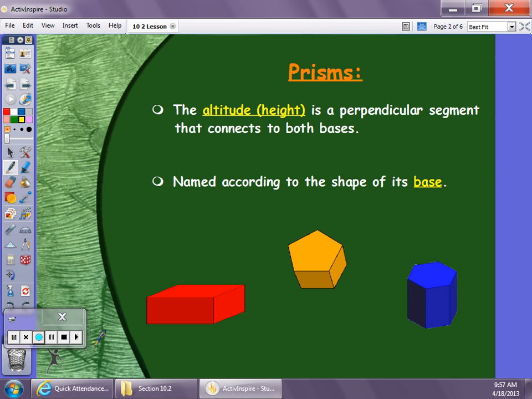Let's review the definition of the altitude. So the altitude, which is the height, is a perpendicular segment that connects both bases. And remember that a prism will be named according to the shape of its base.